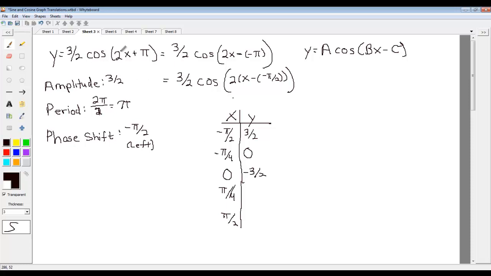Pi over 4 times 2 is pi over 2, plus pi is 3 pi over 2. Cosine of 3 pi over 2 is 0, times 3 halves is 0. And then pi over 2 times 2 is pi, plus pi is 2 pi. Cosine at 2 pi is 1, times 3 halves is 3 halves. So this will give us a good number of key points: beginning, end, middle. It'll give us all the maxes and mins, and between those we get the x-intercepts. Plot those points and see what it looks like. It's all good.